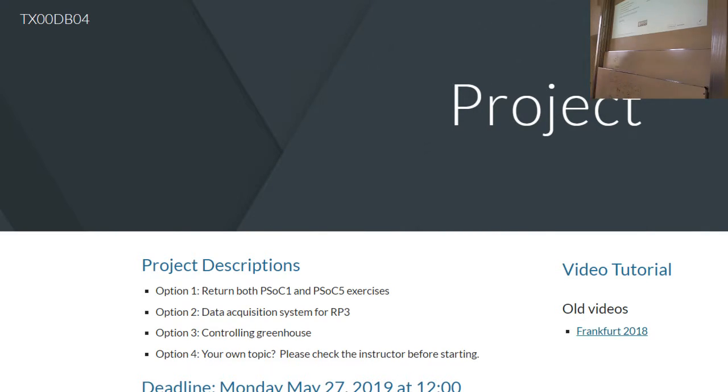PSoC 5 has an ARM-based processor, the ARM Cortex-M3, so it's a basic ARM processor, low power and with quite good performance. So it's actually quite powerful for anything. It also has the computing power there.